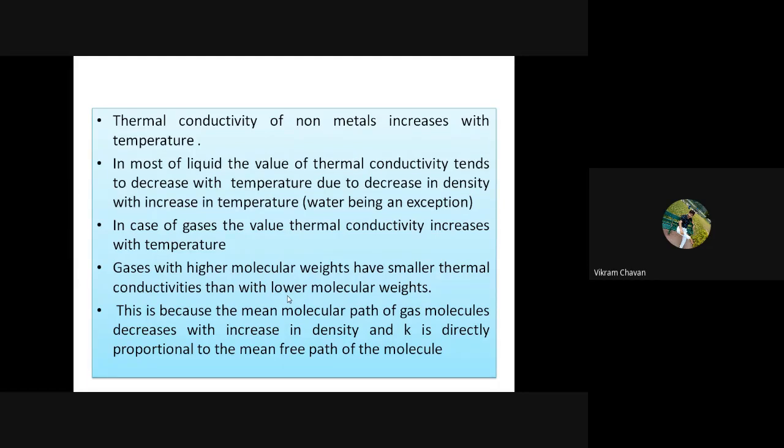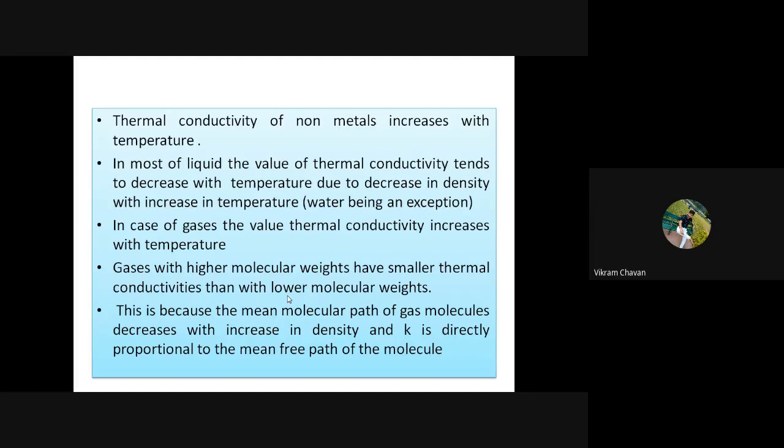So as the temperature goes on increasing, molecules will vibrate at their mean position very rapidly, and the collisions start increasing. Okay, and the heat transfer will get increased, so the thermal conductivity also goes on increasing with respect to temperature. Is everyone getting this point?